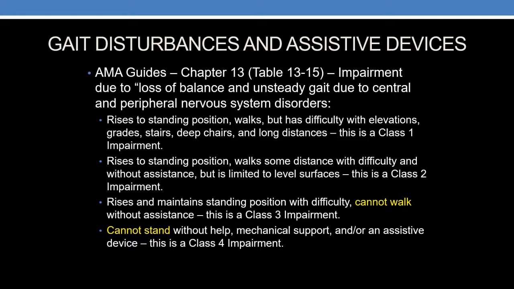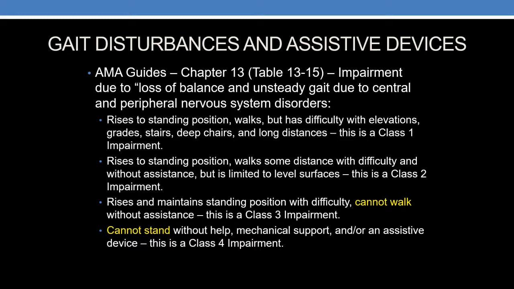Finally, Class 4 impairment is a person who cannot stand without help. Cannot stand without help, cannot stand without mechanical support, and cannot stand without an assistive device.